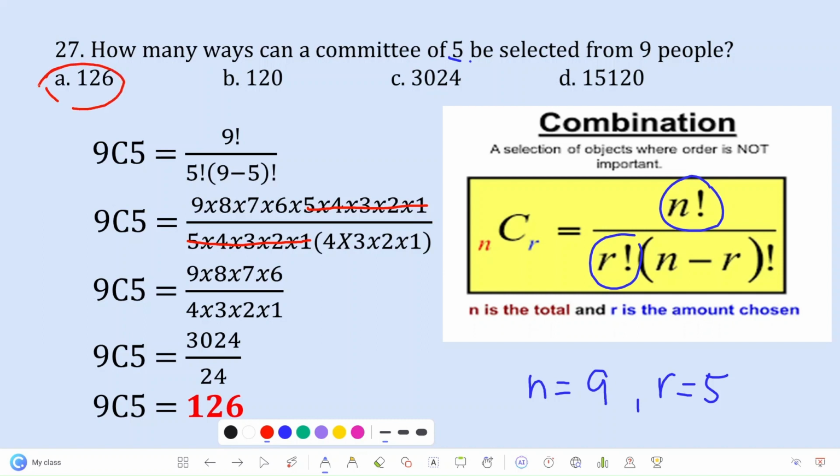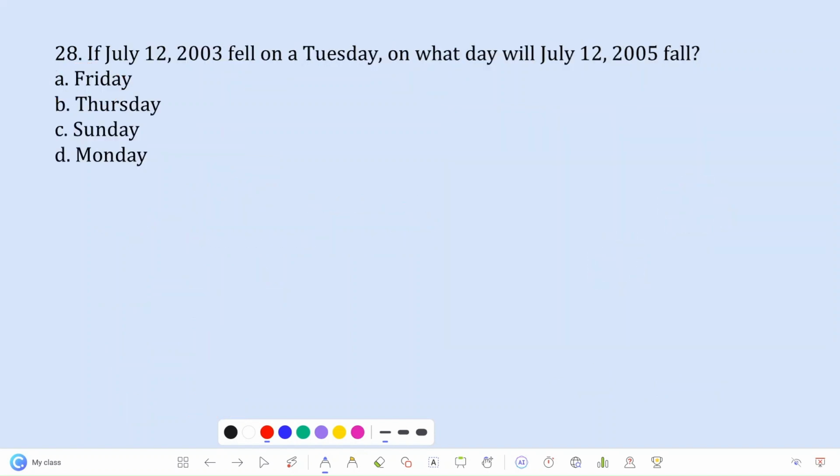So, that's the answer for our second item. Let's go to our third item. Our third item is a very common question in the licensure examination for teachers. If July 12, 2003 fell on a Tuesday, on what day will July 12, 2005 fall? Is it A, Friday, B, Thursday, C, Sunday, or letter D, Monday?